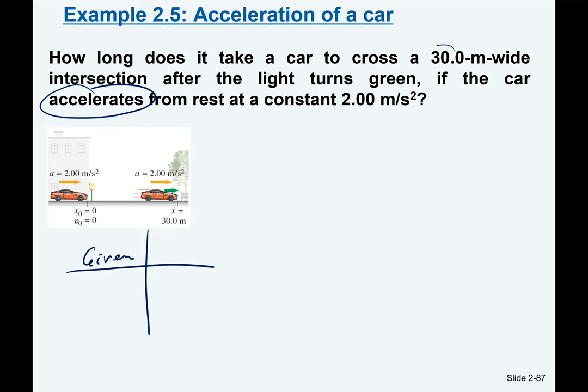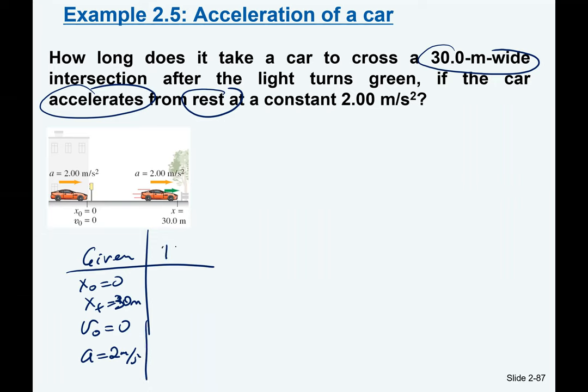It says it's a 30 meter wide intersection. That means I can take the x initial to be zero and x final to be 30 meters, which makes my intersection 30 meters wide. Also, I'm told that I start from rest, which means initial velocity is zero, and I have my acceleration to be 2 meter per second square. What I want to find here is how long it takes for this car to go through that 30 meter wide intersection, which is finding time.